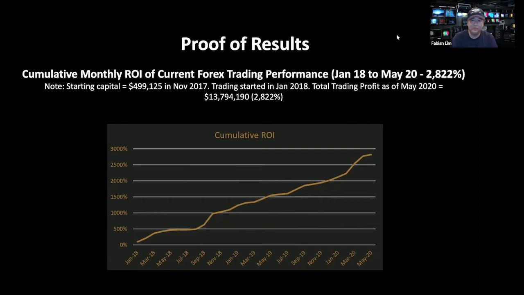So with this, starting capital 499125 in November 2017, trading started in January 2018, and by May, which is where I plotted this chart during the COVID-19 period, the account balance at that time was 13.794, about $13.8 million.